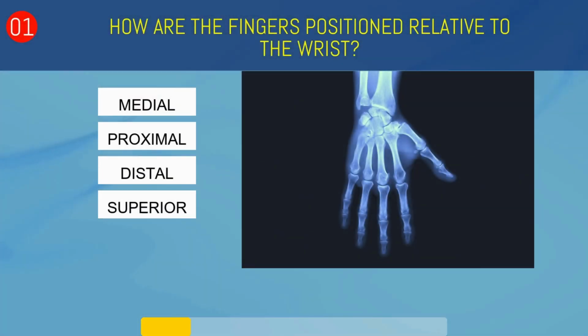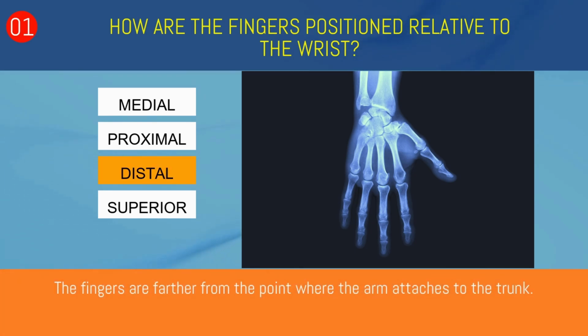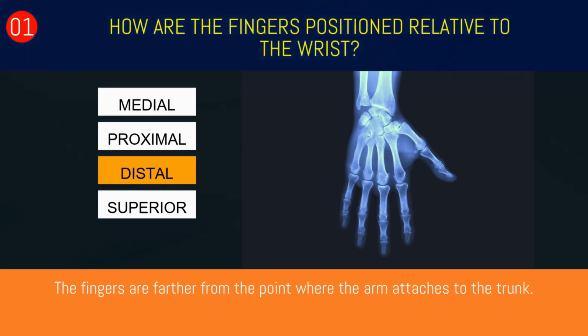How are the fingers positioned relative to the wrist? Medial, proximal, distal, or superior? Distal. The fingers are farther from the point where the arm attaches to the trunk.